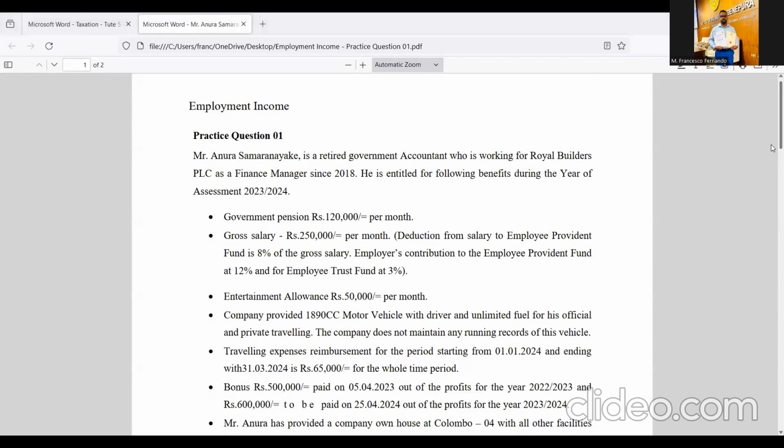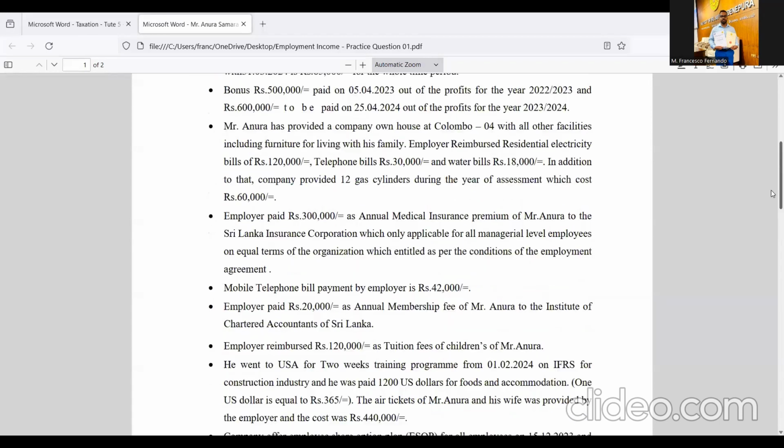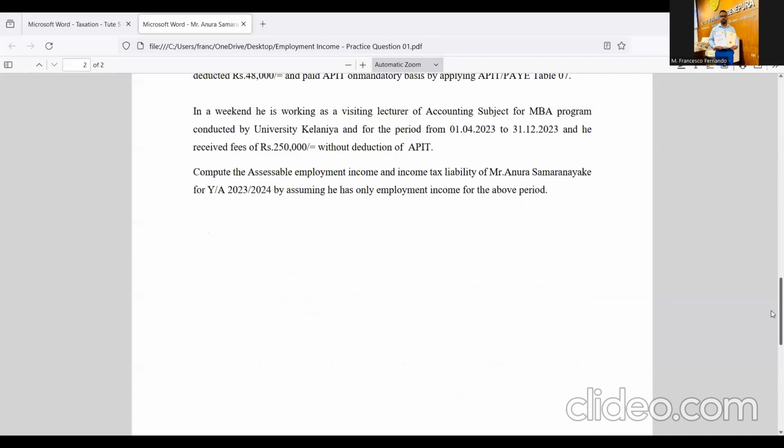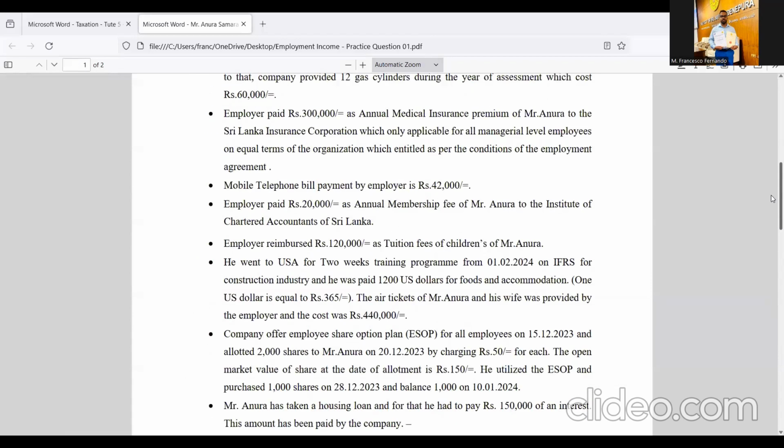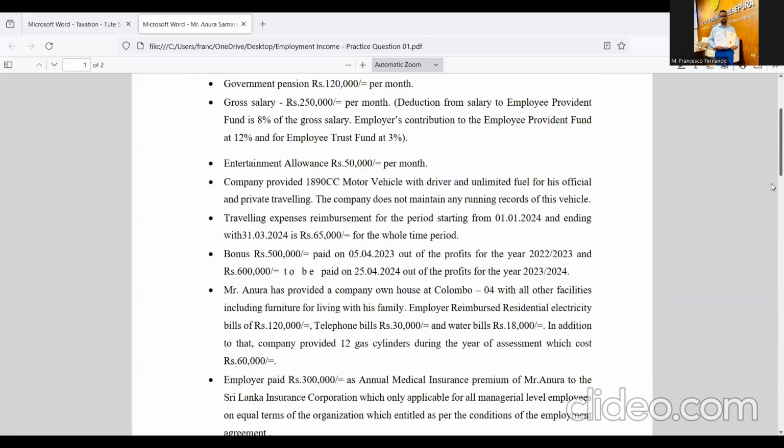So in this practice question number 1, they have given us some information. This is related to employment income. So first of all, when we start the sum, we must see the requirement. Before reading the sum, it is better to see what the requirement is.